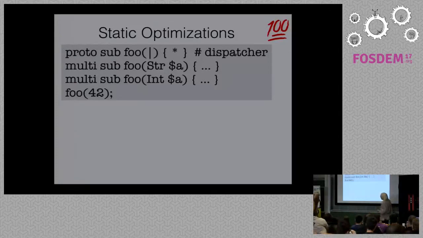Another example of static optimizations, and that is still very useful. In Perl 6 we have something called multis. So we have a subroutine called foo. We have a prototype for it, proto, which is actually a dispatcher. Now normally you don't have to specify that. I'm just specifying it here so you can see that there is such a thing.